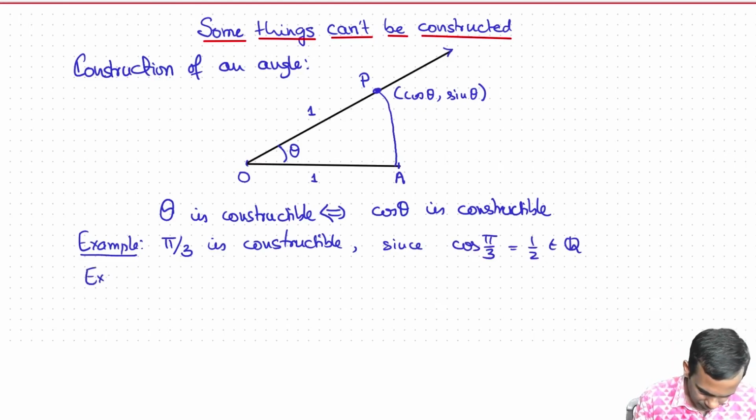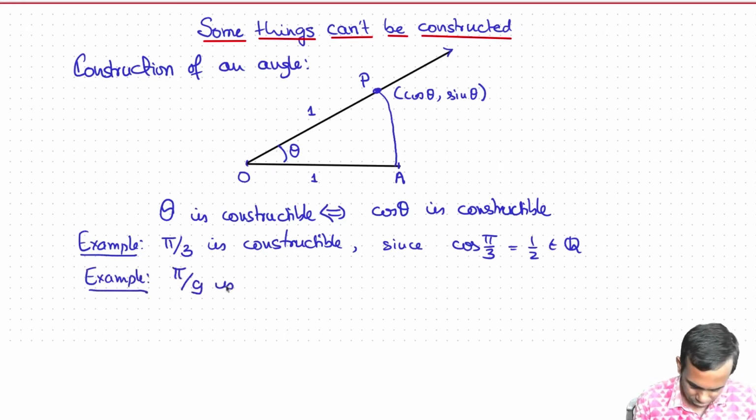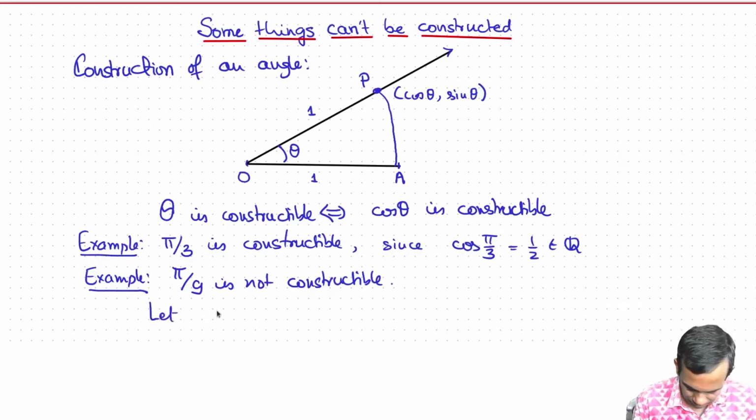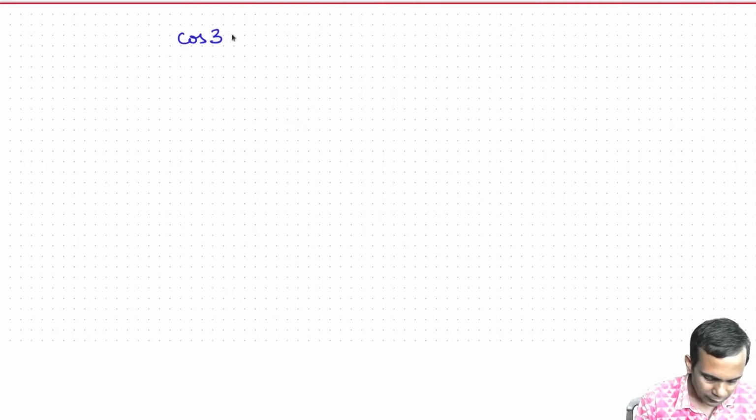But here's the second example. Pi by 9 is not constructible. And let's see why this is not constructible. So let a be the number cos pi by 9. We'll use the triple angle formula, which says that cos 3 theta is equal to 4 cos cubed theta minus 3 cos theta.